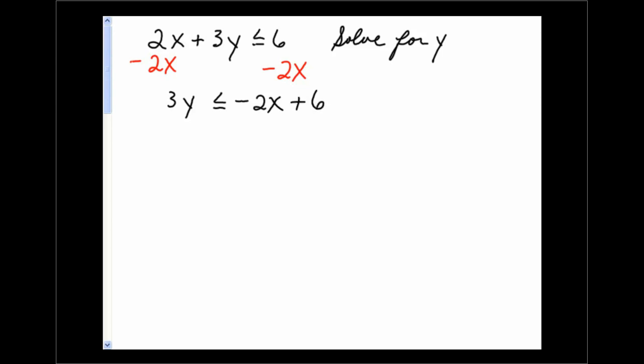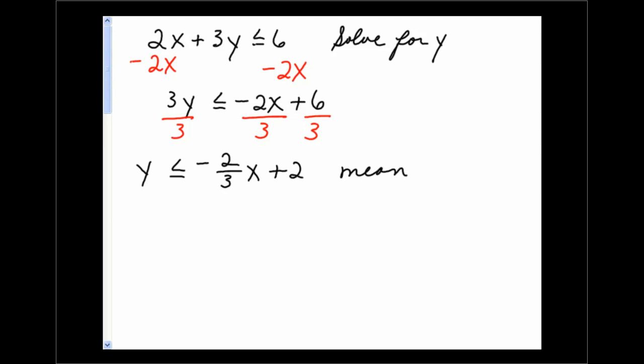We're going to put the x term first because we want this to be very similar to our y equals mx plus b form so that it will be easier to graph. Then divide every term by 3. So we end up with y is less than or equal to negative 2/3 x plus 2. What does this actually mean? This means y is equal to negative 2/3 x plus 2, or y is less than negative 2/3 x plus 2.